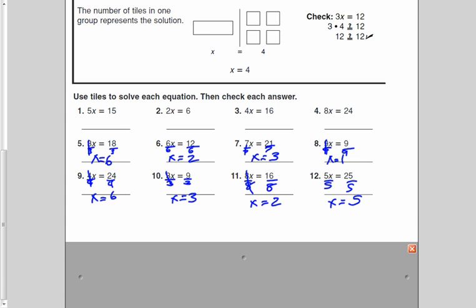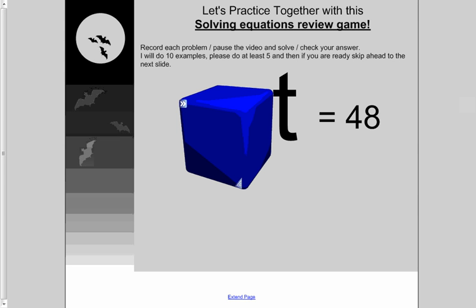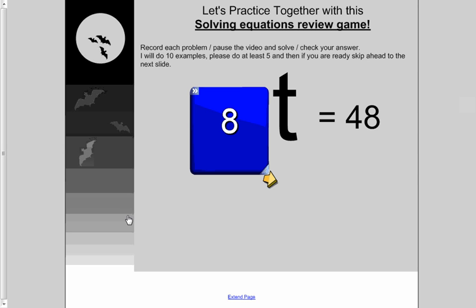All right, moving on. We're going to play that equation dice game again. If you have a partner to play with, that'd be great. What I'll do is I will roll the dice and then go ahead, if you have a partner, see who can answer it first. And I'm going to give you about 8 seconds. So if you don't have a partner, just try to beat that 8 seconds. Here we go. 8t equals 48. I'll give you about 8 seconds. Go ahead and try to solve. And you should have gotten that t equals 6.